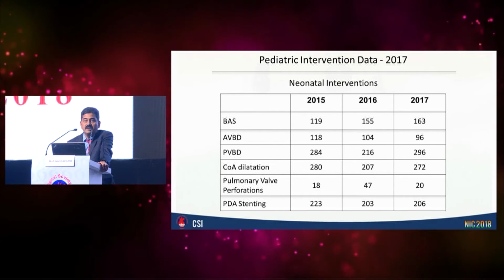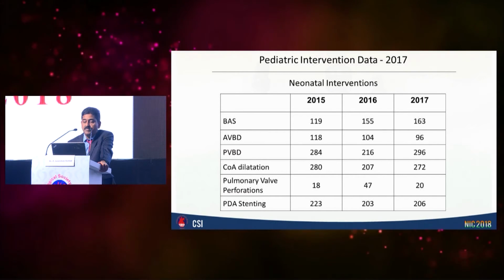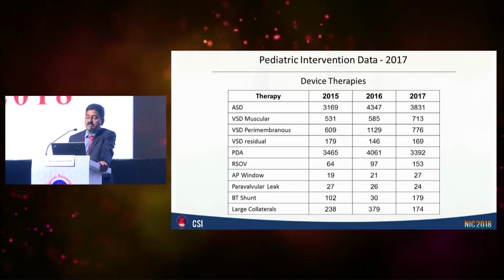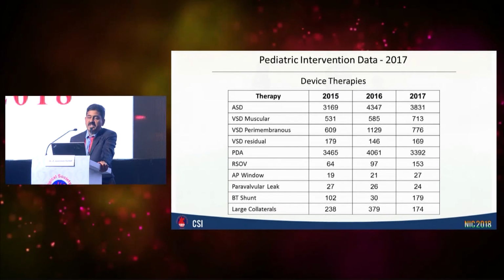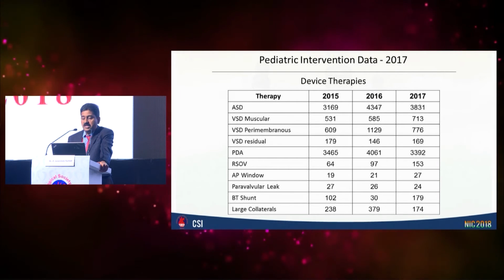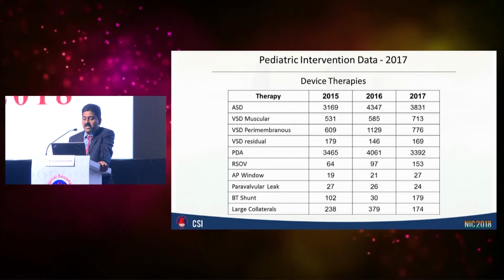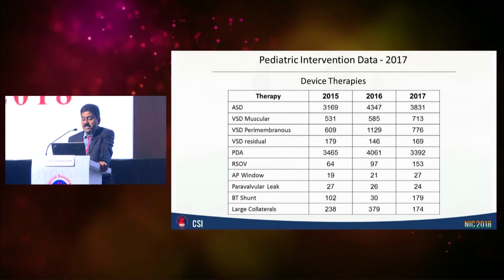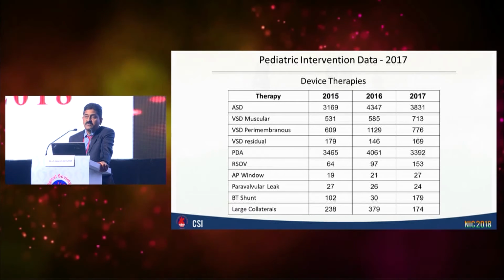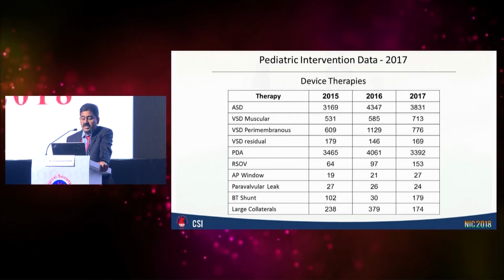Ductal stenting has again come up as a newer modality which has replaced shunt surgeries in the pediatric population. Device therapies, again, this is a pediatric subgroup. Similar numbers like in adults are reported by pediatric intervention data. About 3,000 plus ASDs and 713 VSDs, and PDAs again a huge number, probably more common with various types of insurance schemes, low-cost schemes coming up. A lot of these patients could get therapy early now.